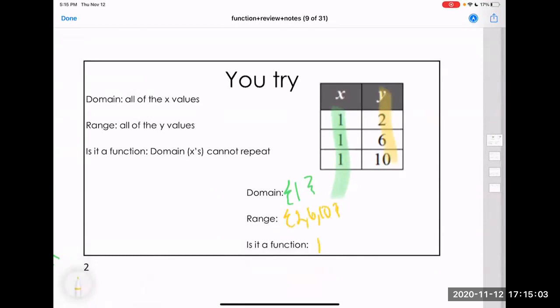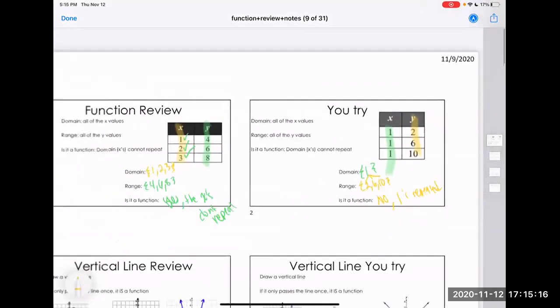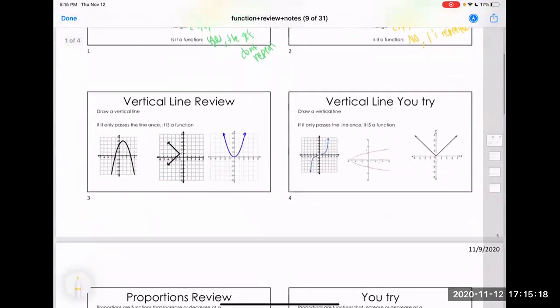Is it a function? No, because 1 went to 2, 6, and 10. So the 1's repeated, and that's an x value. It doesn't matter if the y values repeat, but it does matter if the x values repeat.